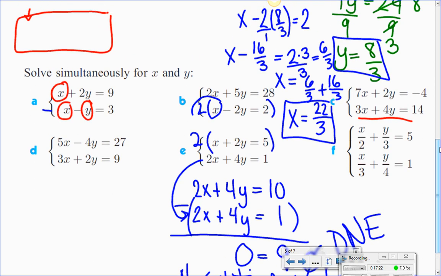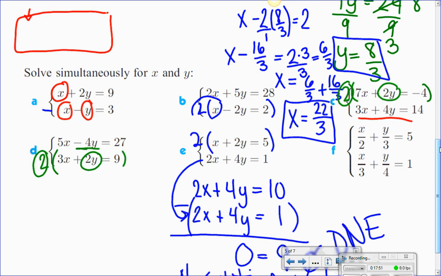What else? If we wanted to solve letter C here, elimination works well with the y's. We can easily multiply the first one by 2, and then we have, this will be 4y, right, when we multiply those, and then we can cancel our y's. Here we can multiply the second one by 2, and instead of subtracting them, we can add them. So we'll have a negative 4y plus 4y, and those will cancel.